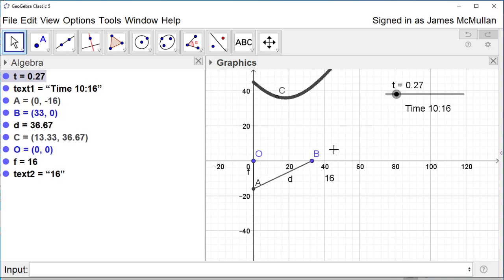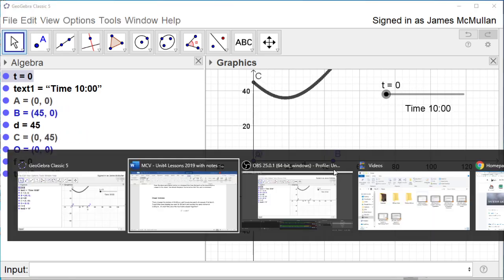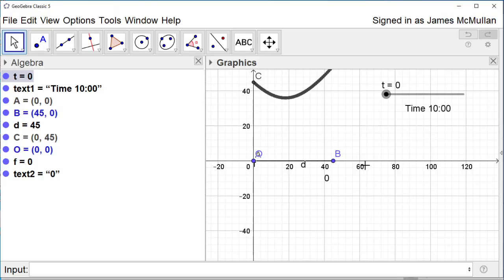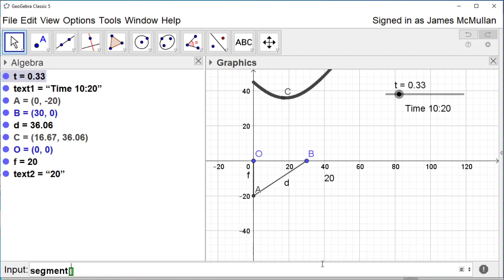Now the other segment's a little trickier. It starts off as 45, but it's actually shrinking at 45t, so let's do the same thing. So let's create a segment from O to B. And then let's do the equation 45 minus 45t.